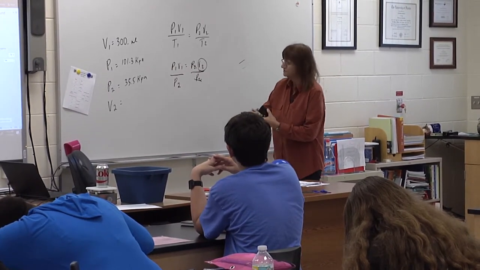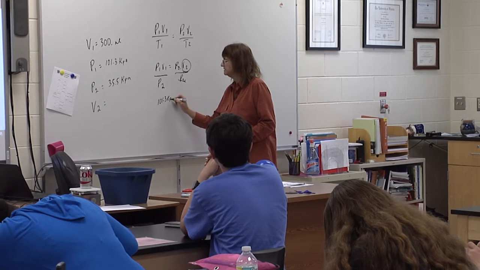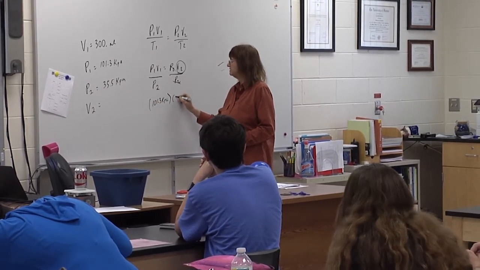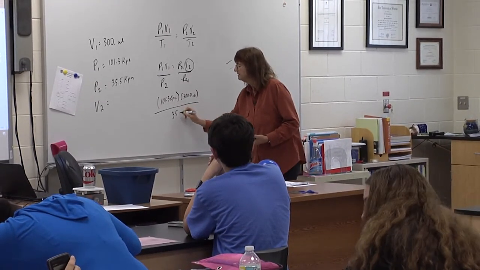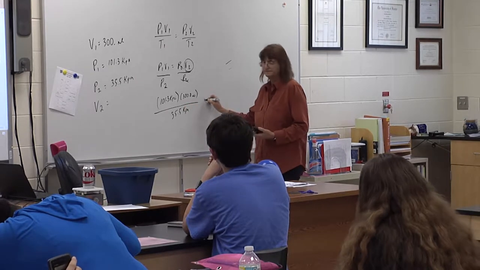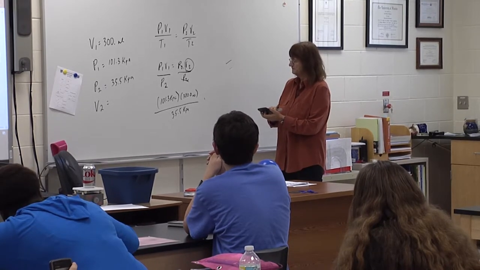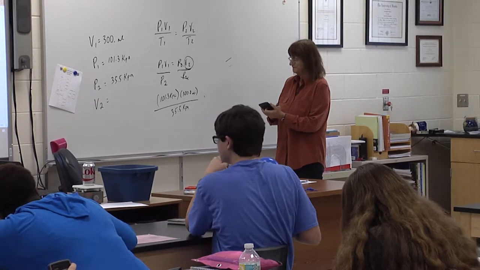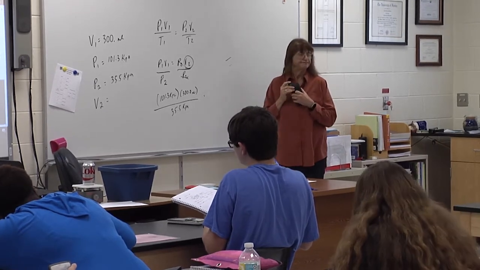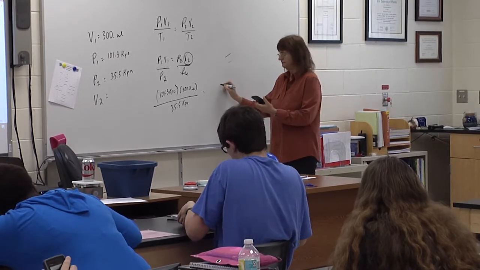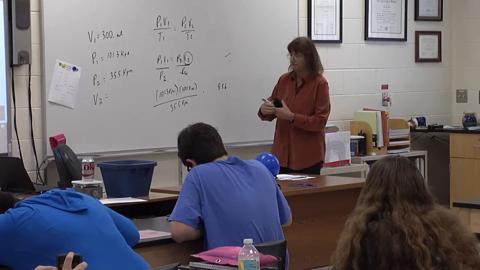And of course, now I put my numbers in. My P1 is 101.3 kilopascals, my V1 is 300 milliliters, and my P2 is 35.5 kilopascals. And what are you getting? 856, to three significant figures would be 856.